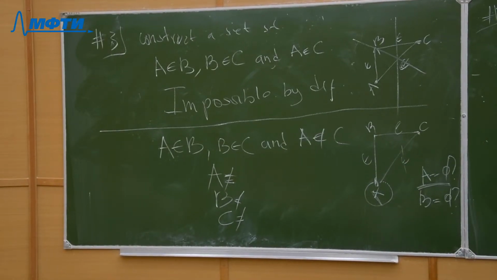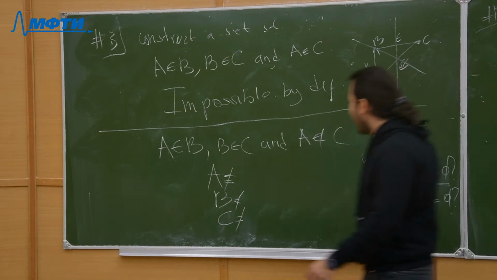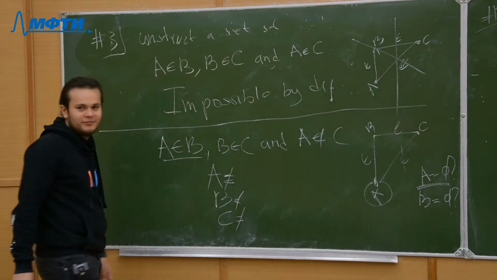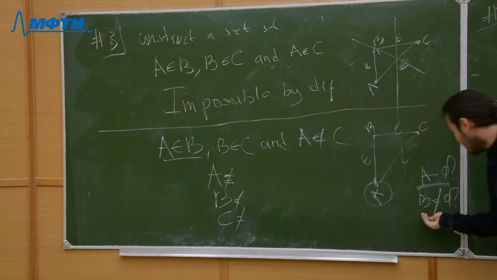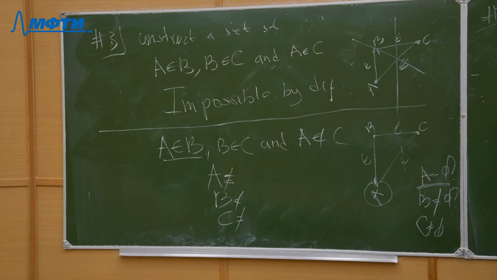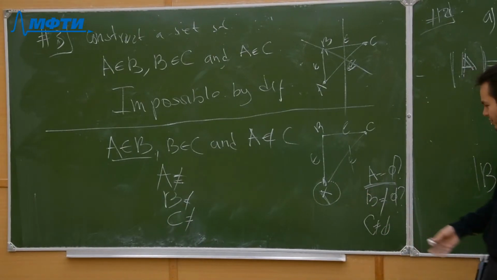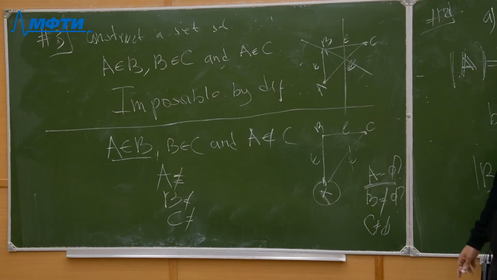No, why? Why is it not okay for B to be empty? Yes, because A belongs to B. Okay? So B cannot be empty and C cannot be empty as well. Right? That's it. A can be empty, can be anything you want. But we care about B and C. Okay? That's it.